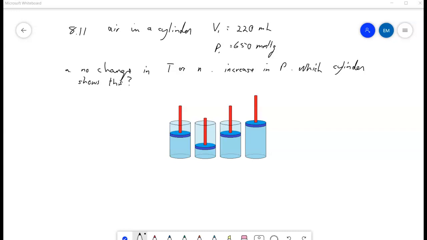Okay, what section is this? This is 8.2. This is Boyle's Law. As I said, I'm just going to work problems here. This is 8.11. I'm reading from your text, page 267: the air in a cylinder with a piston has a volume of 220 milliliters and a pressure of 650 millimeters Hg. I wrote this down; I actually started working on this earlier.